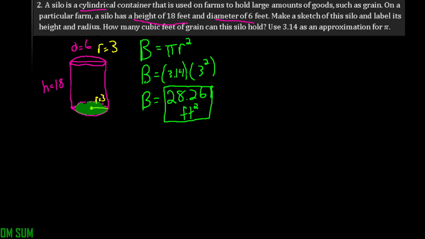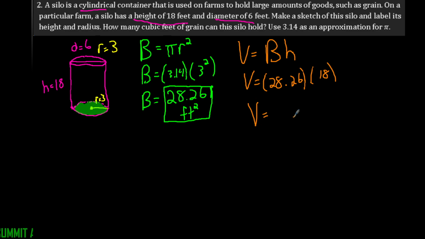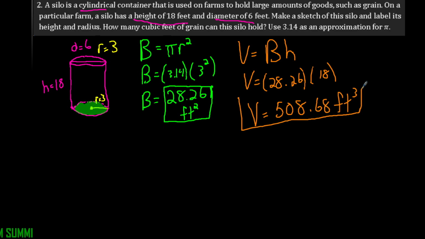We need to find the volume, so if we're looking for the volume, let's do orange again for that volume. So we said volume is going to be equal to the area of the base times height. So volume equals 28.26 times the height, which is 18. And so our volume is going to be 508.68 feet cubed, because we're talking about volume now. So again, make sure you find your area of the base first. Then you can find your volume after you find that first part.